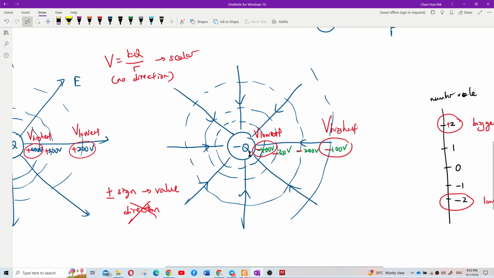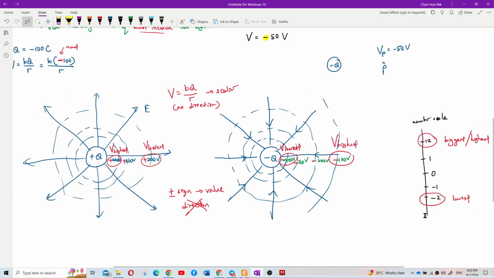So the negative sign here is not about direction. It's about value. Like the number scale. The more negative, the smaller the value. The more positive, the higher the value. So this one, the more negative means the lower the potential. See the difference? If positive charge, nearer to the charge is highest potential. But for negative charge, nearer to the charge is lowest potential.